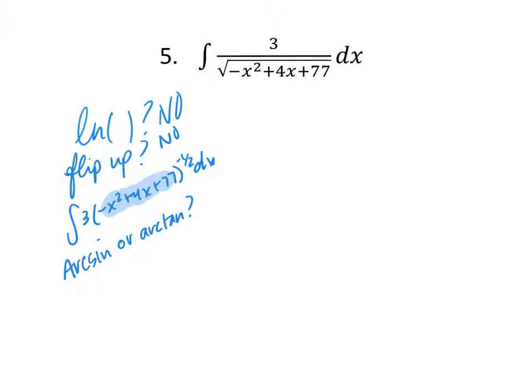Arc tangent does not have a square root. Arc sine does. So even though the argument of the square root doesn't look right, it has a square root, so it's going to be an arc sine problem.